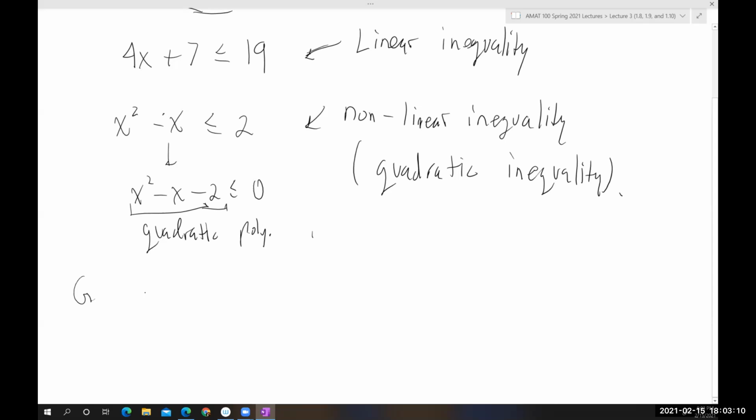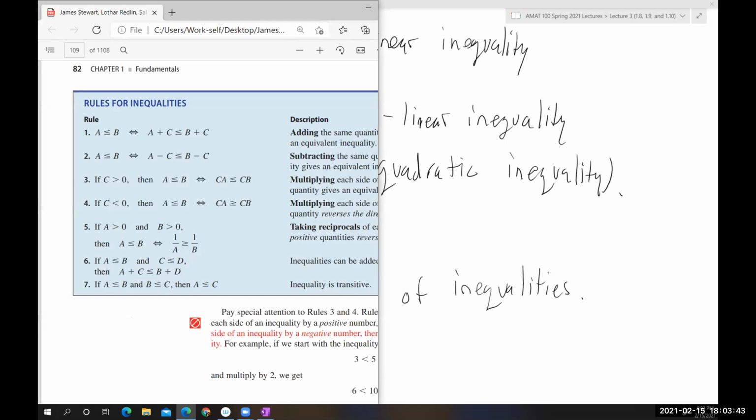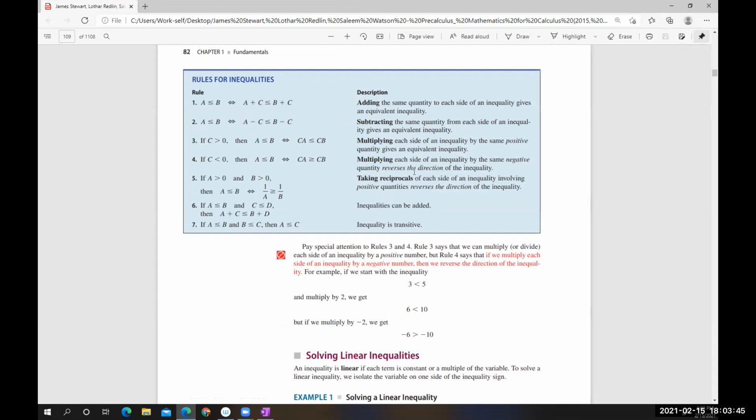So the goal of this section is to find solution sets of inequalities. First of all, I want to look at linear inequalities, but let's look at some rules for simplifying or combining inequalities, which will help us in describing the solution set to inequalities.